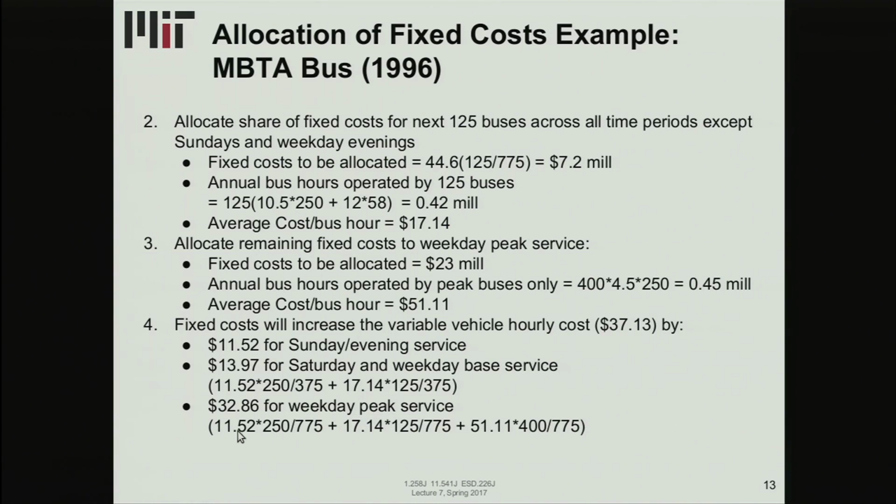So we start with the 250 base buses at $11.52, then we add 125 at $17.14, and then we have the peak of the peak buses, which are 400 times the unit cost for those buses, which is much higher. And that's the total unit cost for a weekday peak service.